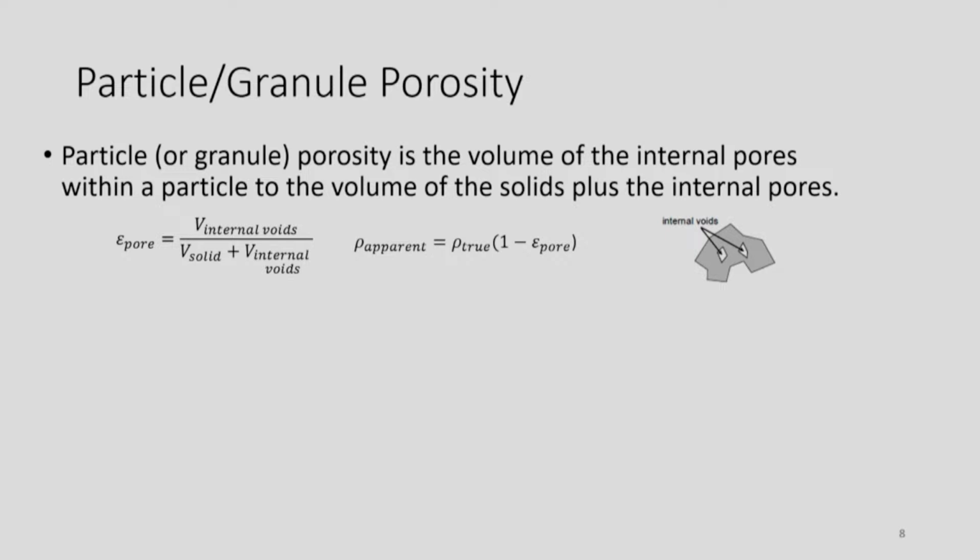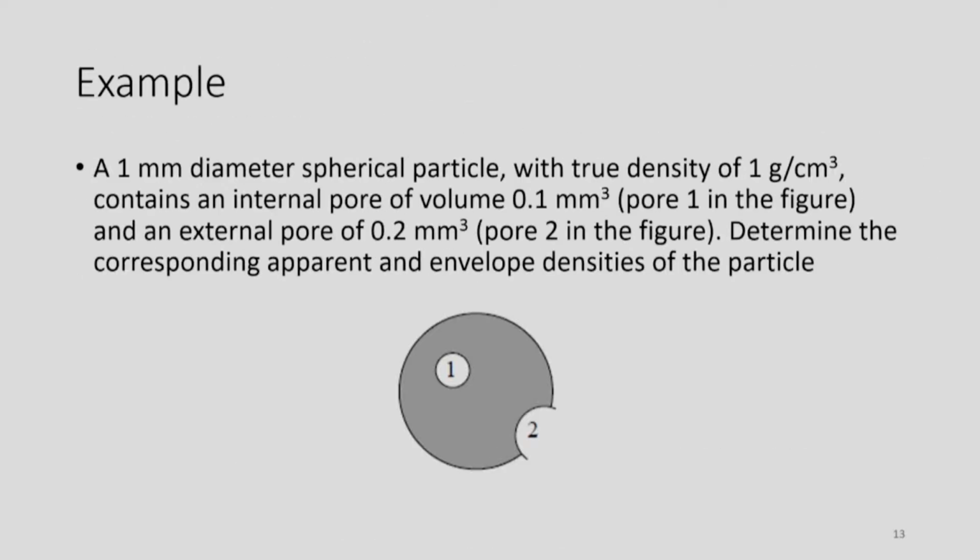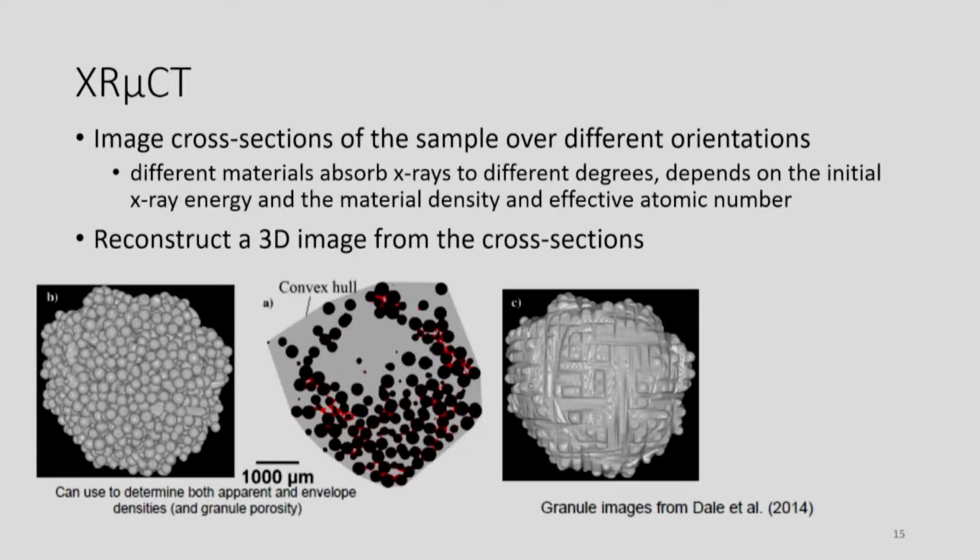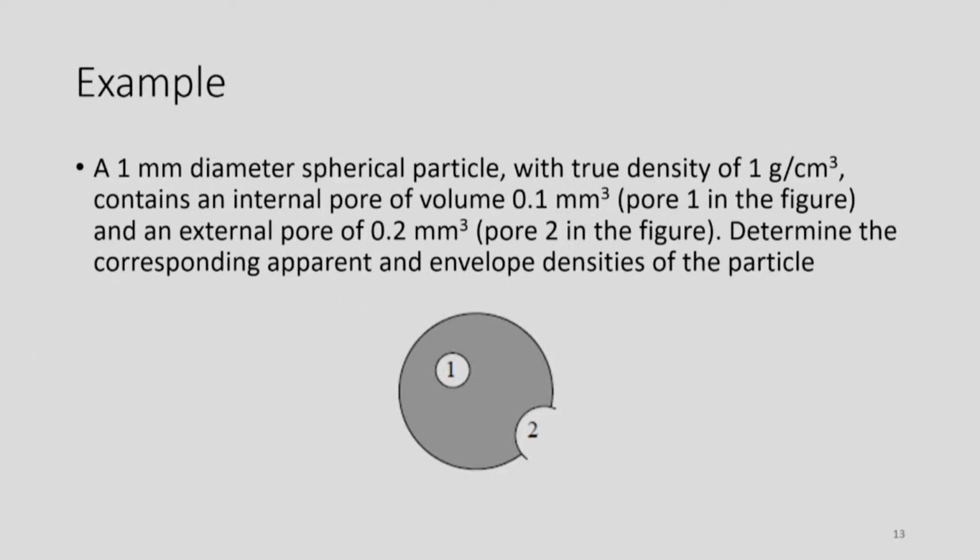0.83? 0.96? Okay. Apparent density, okay. Should be close. I have the value somewhere. I got apparent 0.7 and envelope 0.42. Let me check. I should have the answer for this one.